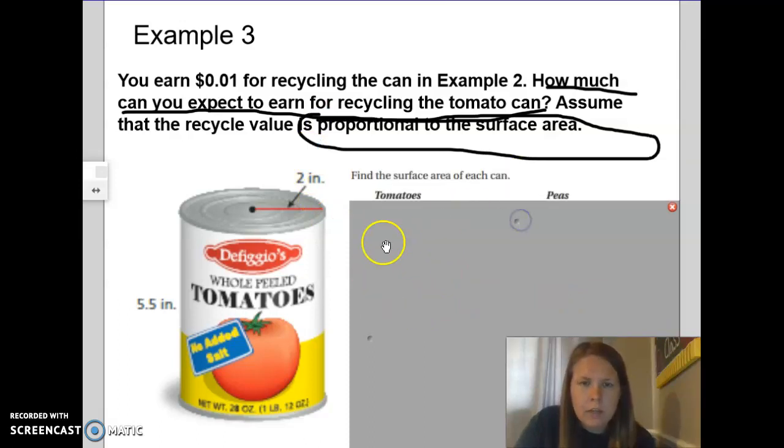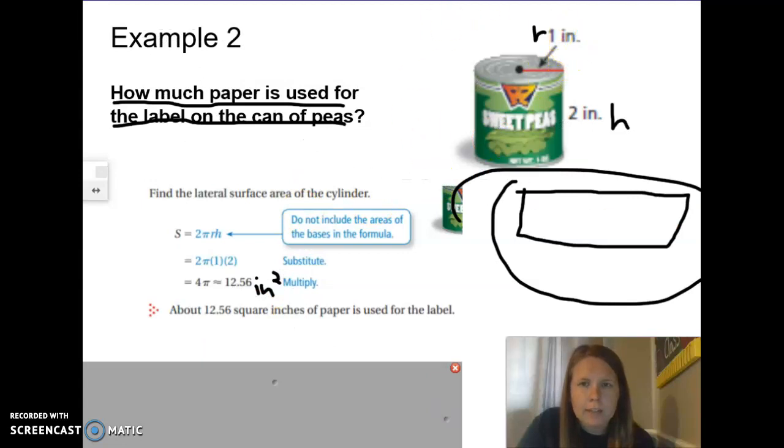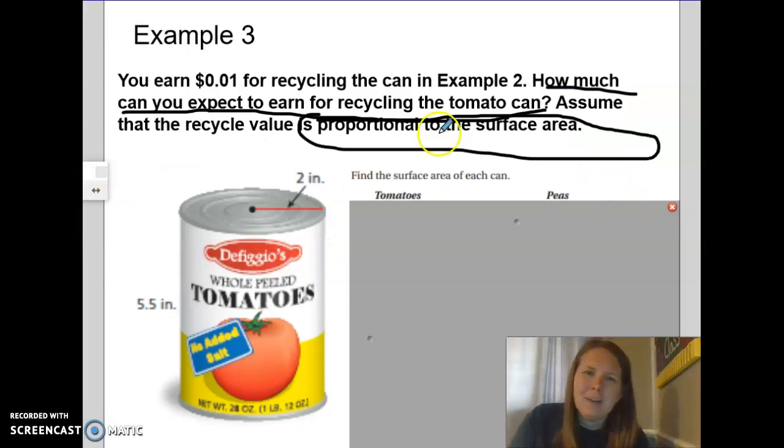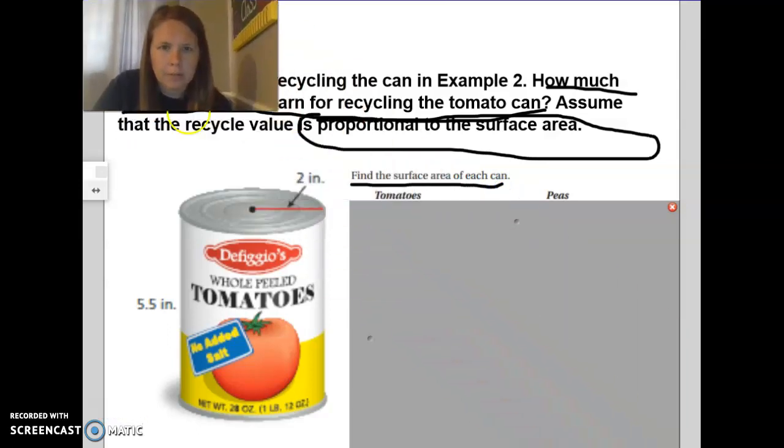Given that I have my tomatoes and my peas, this is the tomato can. The one back here is the sweet peas, the can of sweet peas. So we're going to find the surface areas for each one. We're going to use those formulas that we were given.